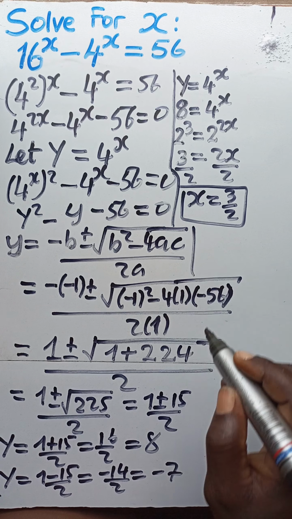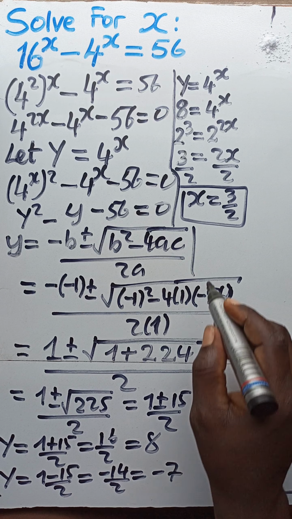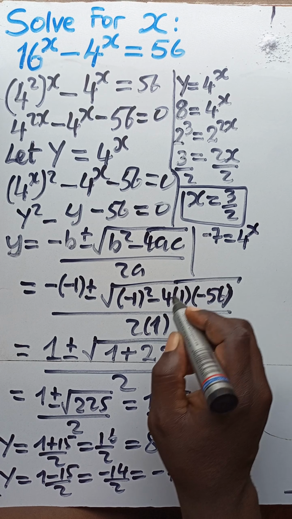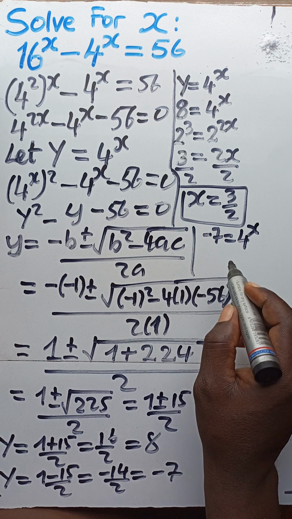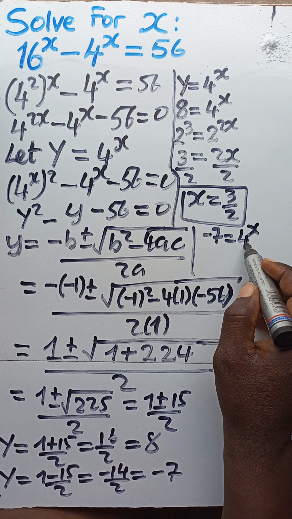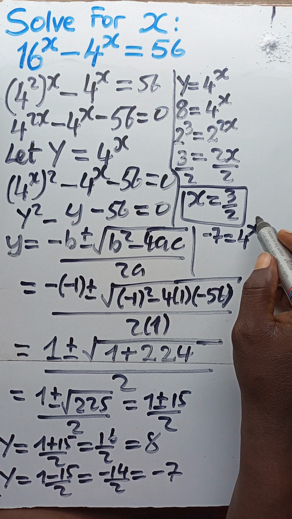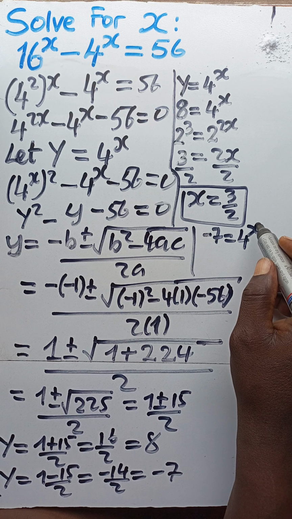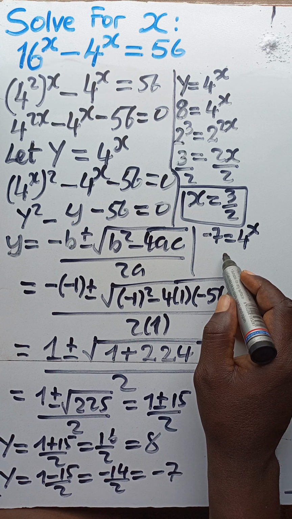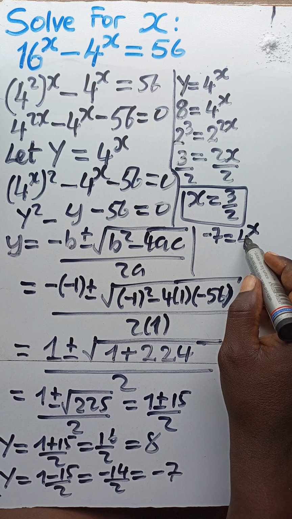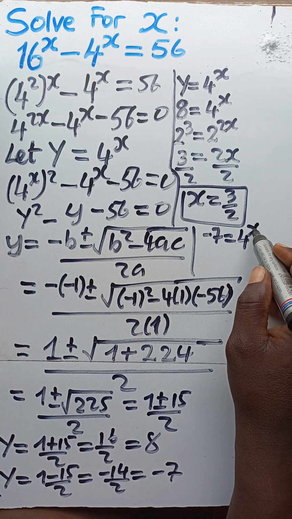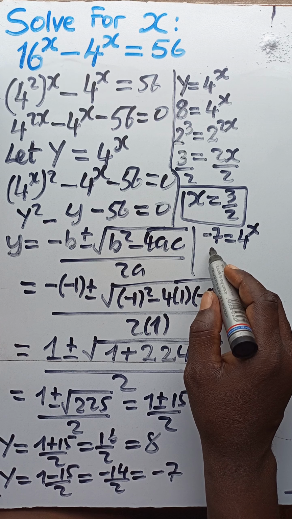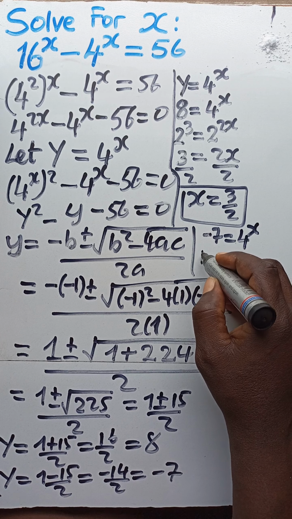Now, when y is -7, we do the same thing. -7 is equal to 4 to the x. Now, this is impossible because when the base is positive, no matter the power, whether a whole number or fraction, we will never obtain a negative result. The base here is positive. No matter what power we have, when the base is positive, the result will never be a negative value. So this one is simply impossible.